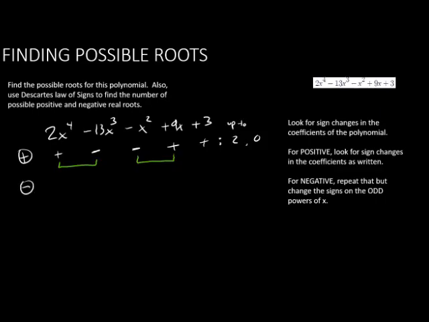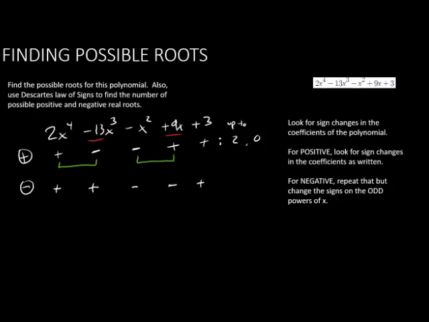For the negative roots, we'll do the same thing, but we'll change the sign on the coefficient of the x to the third, and change the sign on the coefficient of x. Any of the odd powers will change sign. Therefore, 2x to the fourth is still positive, but we'll change the negative 13 to positive 13. We'll keep the negative x squared negative, but we'll change the positive 9x to negative. Then the constant term 3 is not affected.